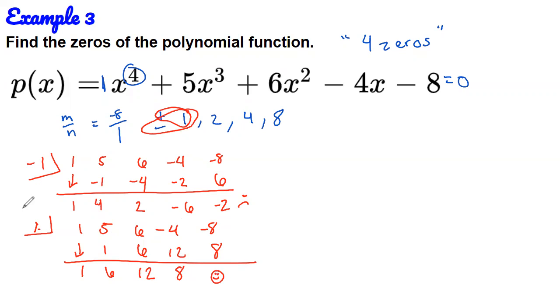Okay, so we found one root, which is positive 1. Its factor is x minus 1. Okay, now what is left over? x to the power of 3, 6x to the power of 2, 12x plus 8. All right. We do the process again. Now, which one do you guys want to pick? It's still 1 and 8.